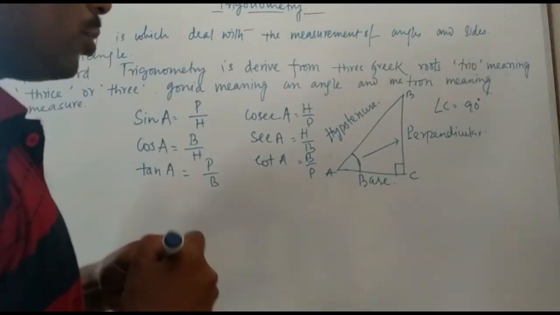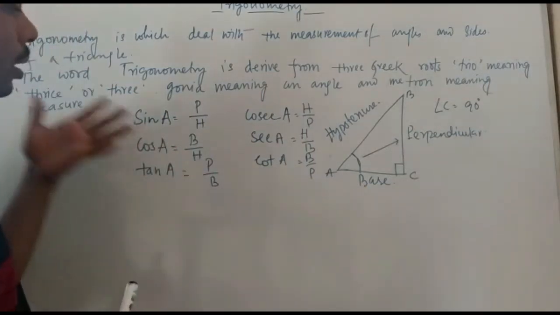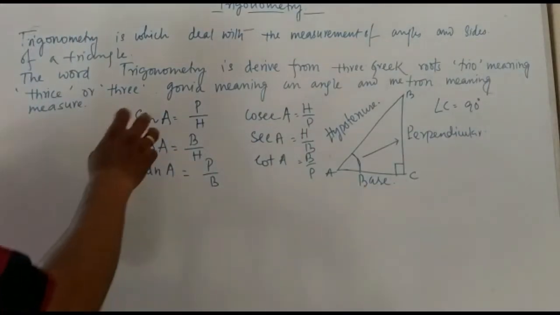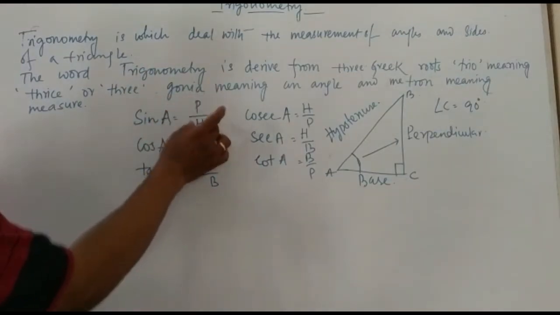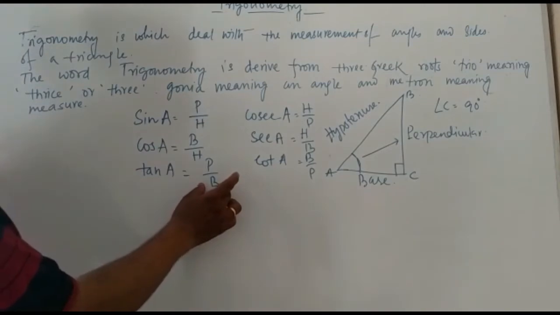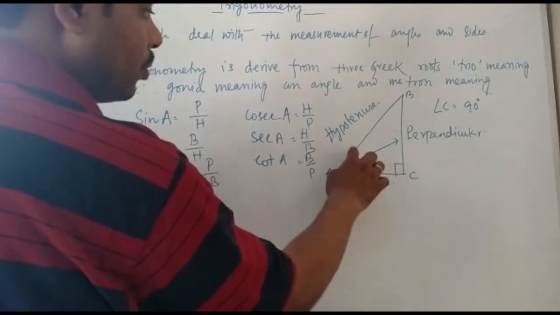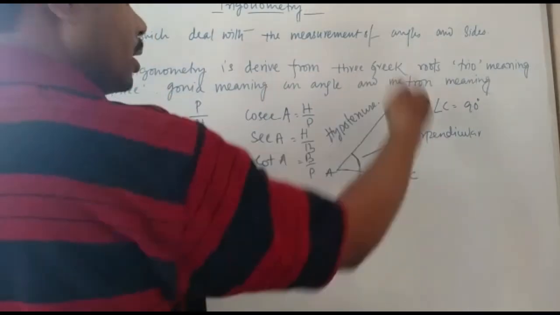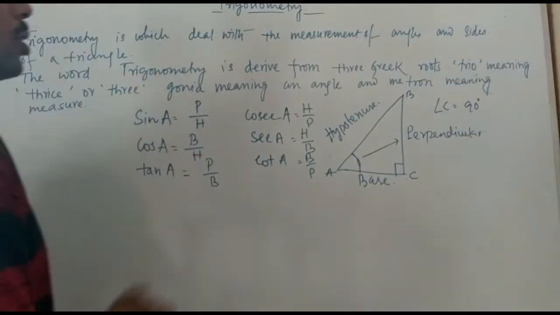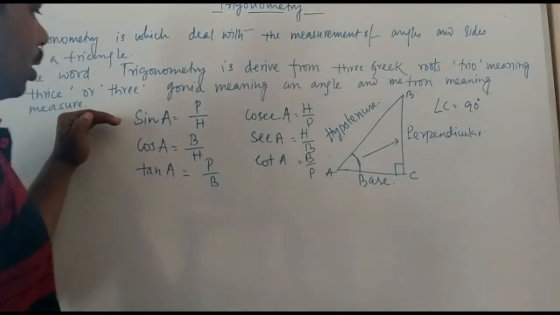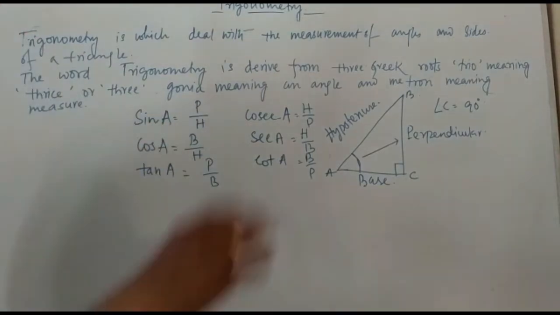Why are these names sine, cos, tan, cosec, sec, and cot given? That is not in your syllabus. Greek scientists invented these chapters and gave these names, and by using these relations they found the ratios perpendicular by hypotenuse, base by hypotenuse, and perpendicular by base. If the angle remains constant and we increase the length of the sides, the ratio remains the same. This is not in your syllabus. You should try to understand what sin theta, cos theta, and tan theta are. It is the basic thing of your syllabus.